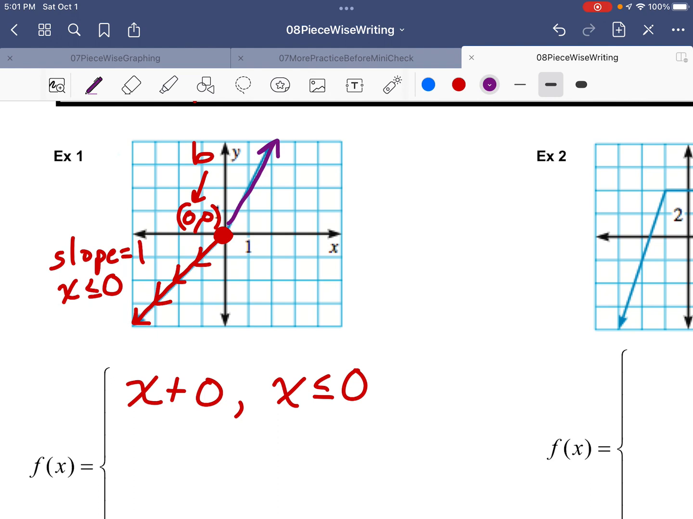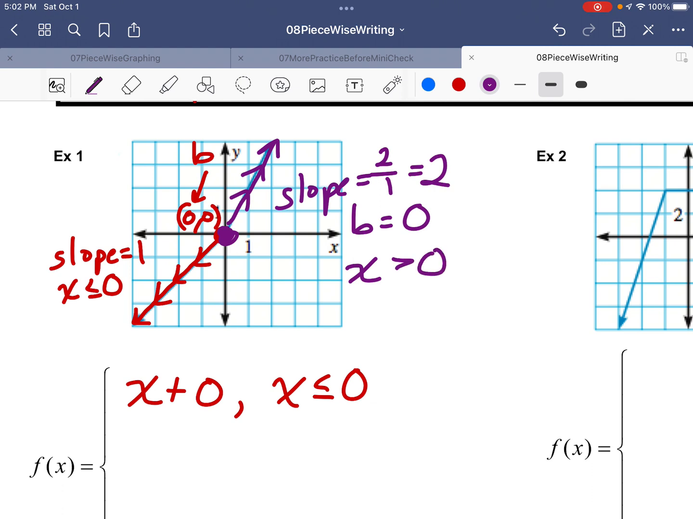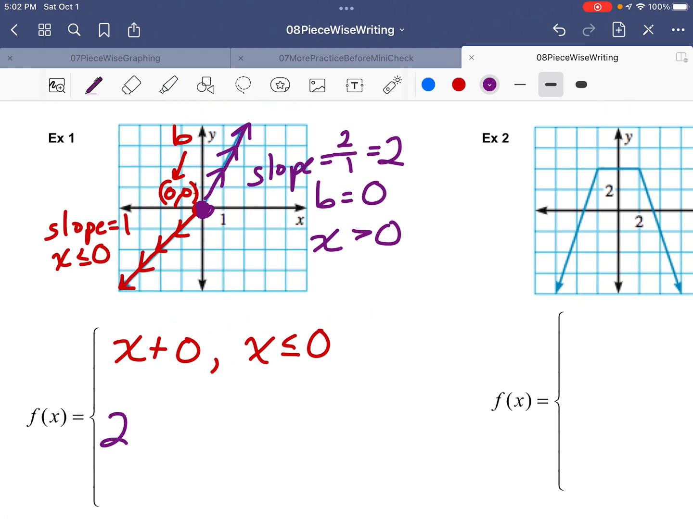How about this piece right here? This piece has a slope of up 2 over 1. It has a slope of 2. It has a y-intercept right here of 0, so the same y-intercept. And the only other thing we need to realize is that it's going to the right. Since it's going to the right, I'm going to choose a greater than sign. Greater than 0. Again, that's the starting point. So I'll write my equation as y equals 2x, plus 0 if I prefer, for x's that are greater than 0. Again, greater than because it's going to the right.